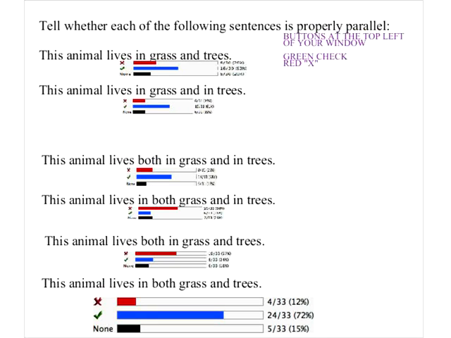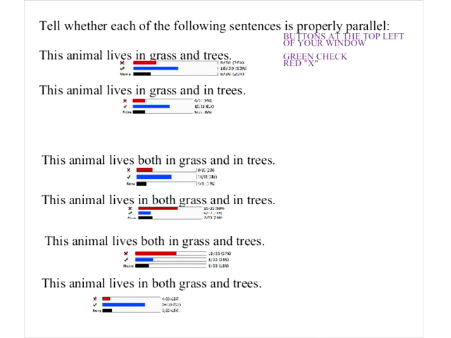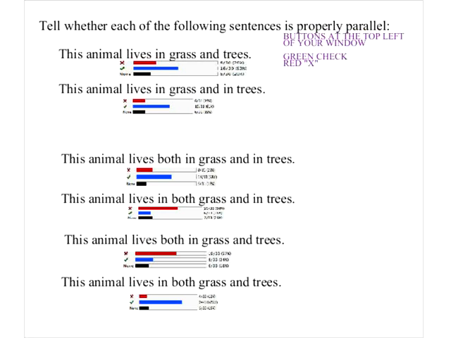Okay, so the good news is that the crowd here was absolutely correct about all of these. If you take the majority responses, you guys got them all right. So let's do the quick rundown. Again, everything agrees with what you guys put. So these first two are actually both correct. The animal lives in grass and trees, the animal lives in grass and in trees, both correct.